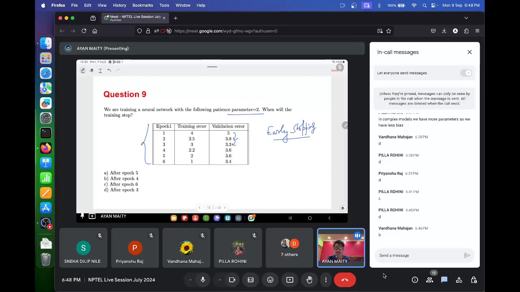The patience parameter is 2. Basically, it means if the validation error doesn't decrease in 2 continuous epochs, then the training process is stopped. So up to epoch 3 the validation error is decreasing. After that we see that the validation error doesn't decrease here, it actually increases. So this is one epoch where the validation error hasn't decreased. Then again in the next iteration the validation error doesn't decrease. So for 2 continuous epochs we have observed that the validation error didn't decrease, and our patience parameter is 2.